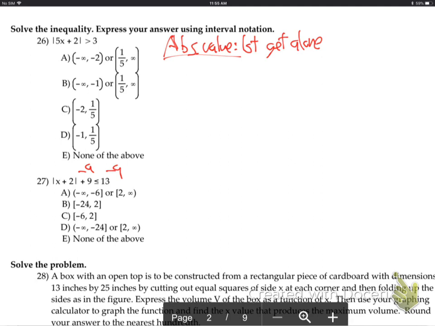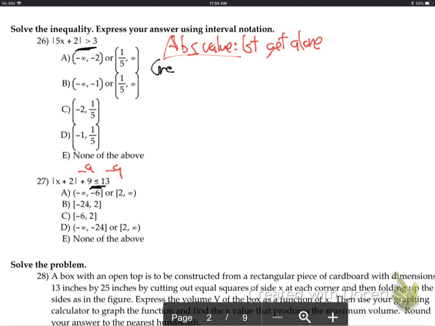There are 2 kinds: absolute value greater and absolute value less. They're treated differently. Remember, one of them becomes 2 separate statements with an or, and the other one becomes a compound inequality, a triple with a thing in the middle. And you've got to know which is which. Put that on your sheet for sure. So let me write it out for you.